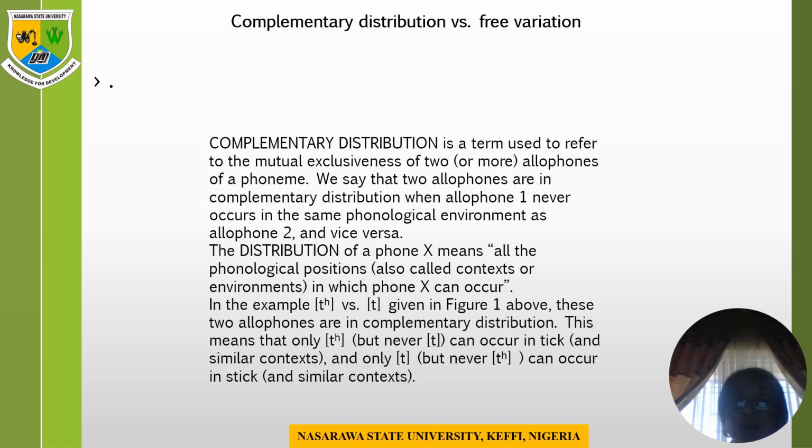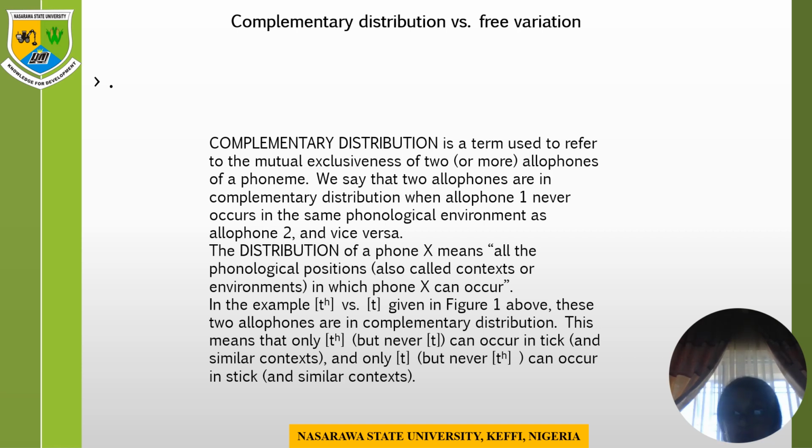What do we mean by complementary distribution versus free variation? Complementary distribution is a term used to refer to the mutual exclusiveness of two or more allophones of a phoneme. We say that two allophones are in complementary distribution when allophone 1 never occurs in the same phonological environment as allophone 2 and vice versa.